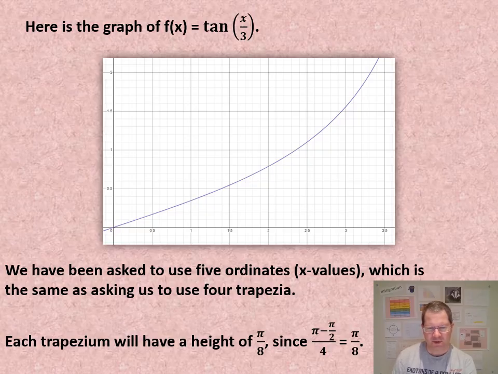So each trapezium will have a height of pi over 8, because A is pi over 2, B is pi, the difference is pi over 2, and we divide by 4 because there are 4 trapezia. So h equals pi over 8.